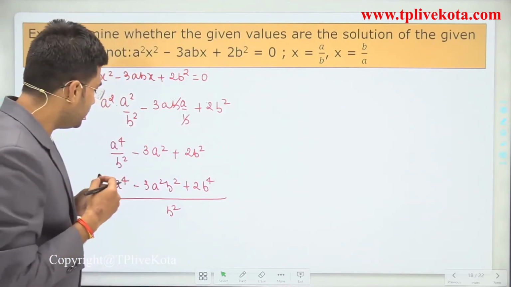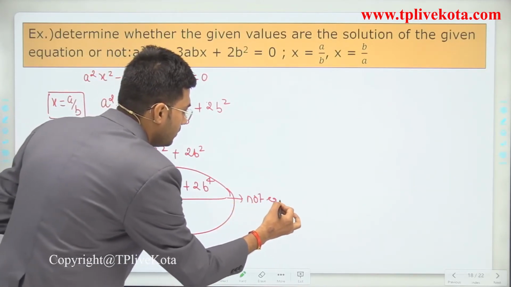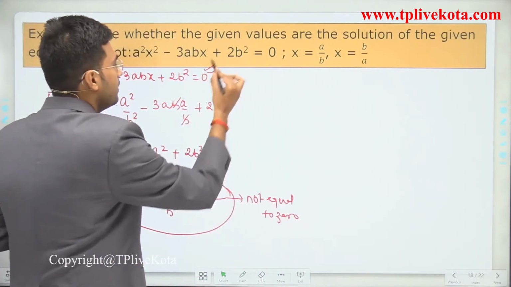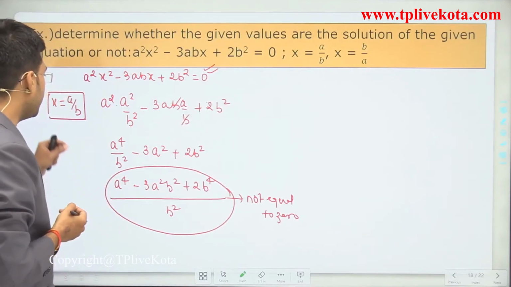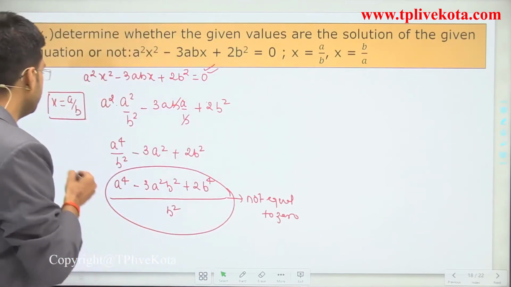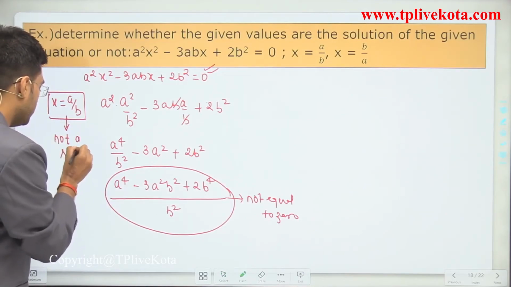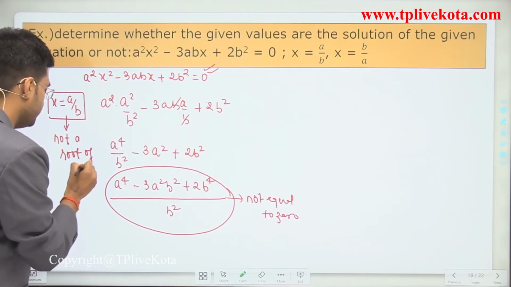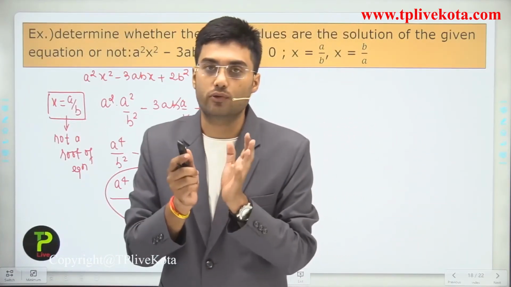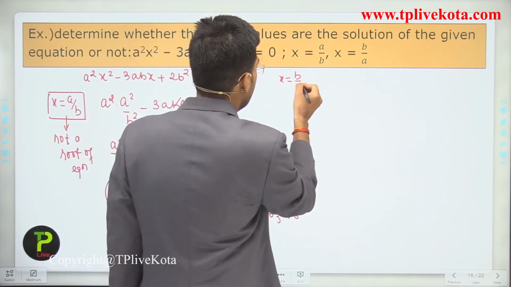Clear? So students, this is not equal to 0, and this side we have equal to 0. So we can say that x equal to a divided by b does not satisfy this equation. So we can say that x equal to a divided by b is not a root of the equation, or we can say not a solution of the given equation. So now let's check for x is equal to b divided by a.